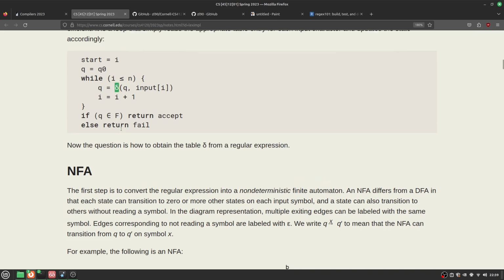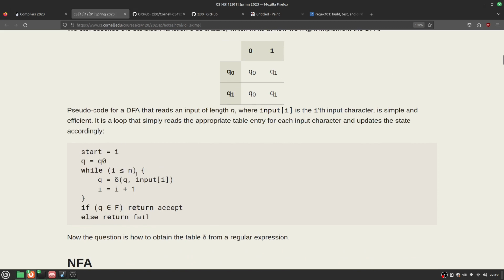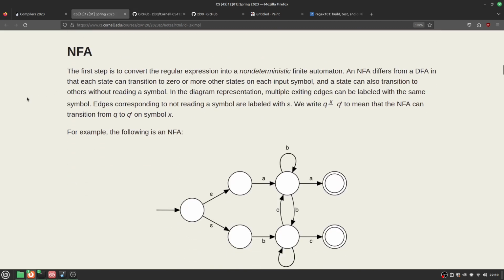Yes, that is the question. How do you define that function? The first step is to convert the regular expression into a non-deterministic finite automaton. An NFA differs from a DFA in that each state can transition to 0 or more other states on each input symbol. And a state can also transition to others without reading a symbol.